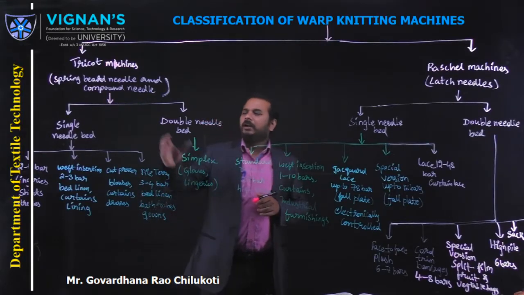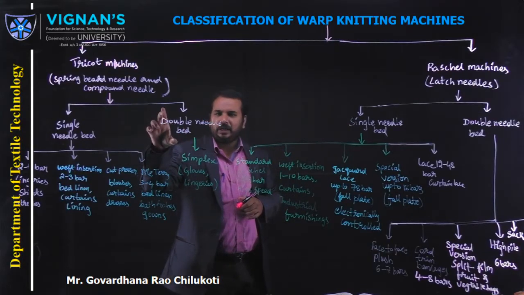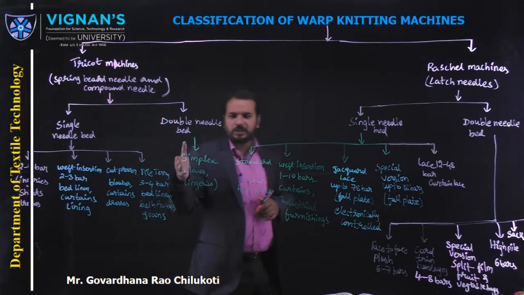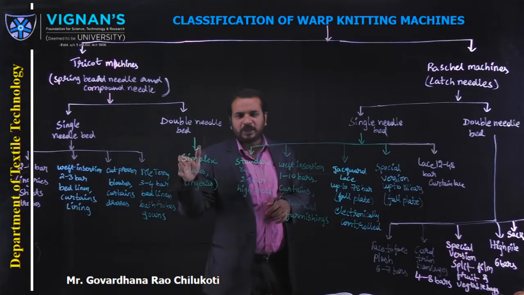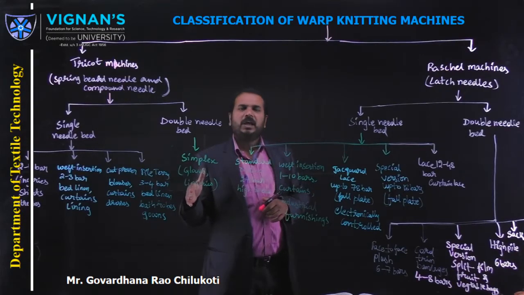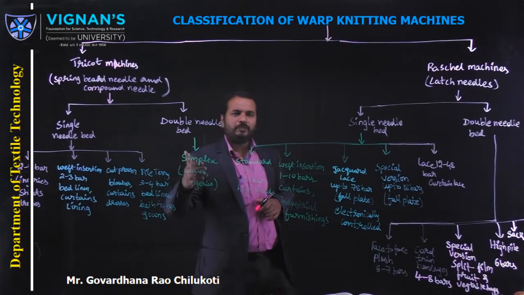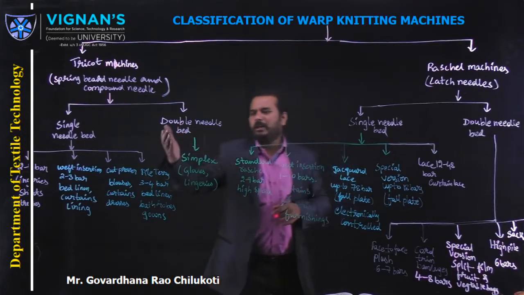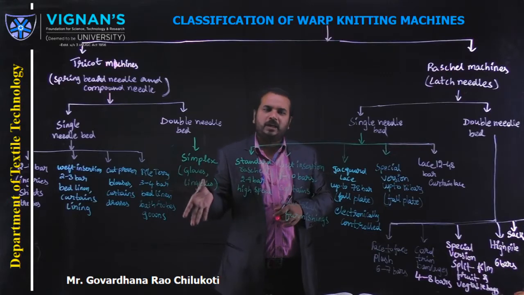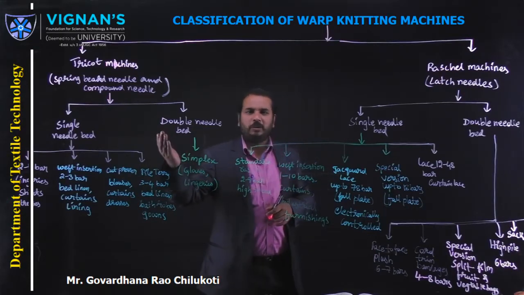And when it comes to the second category, the double needle bed in the tricot machines, there is the simplex machine. By using the simplex machine, we can produce blouses, lingeries, etc. So in a double needle bed, for example, maybe only one guide bar is there, to produce these fabric structures.